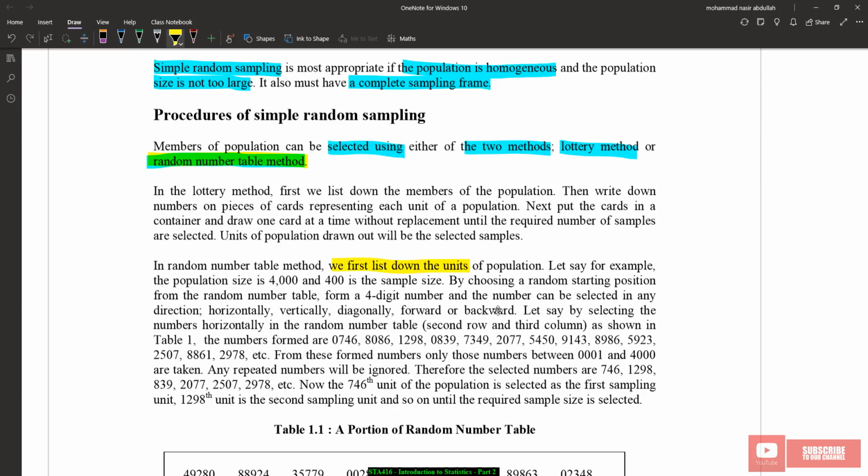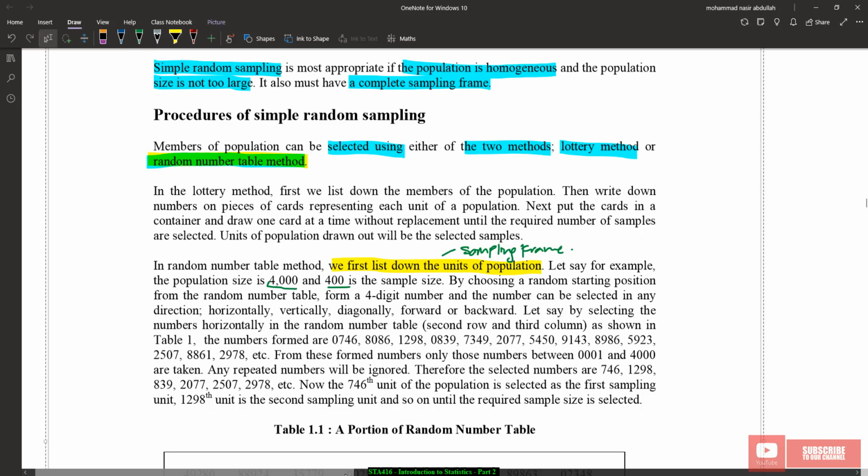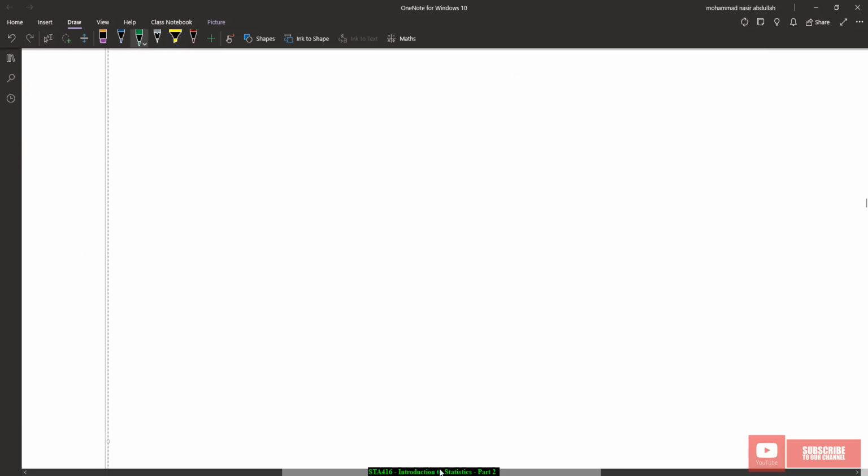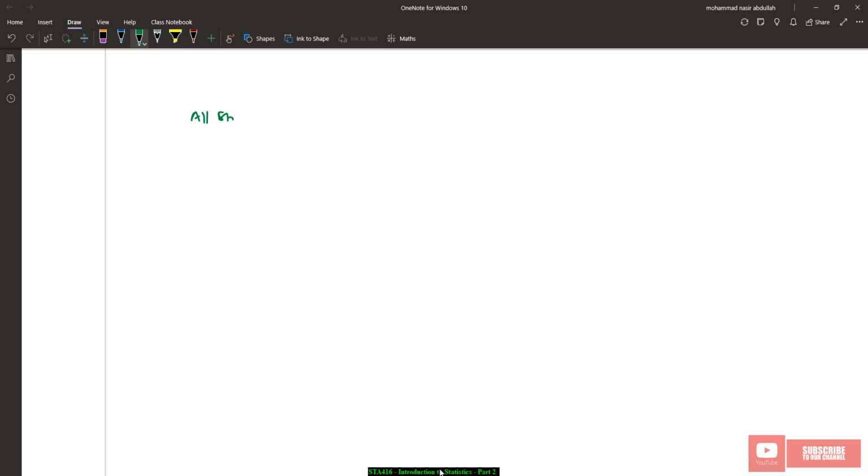First, we need to list down all the units of the population. It means that in the first step, we need to have a sampling frame. Let's say the population size is 4,000 and 400 is our sample size. Let's skip this one and explain in the simplest way. Let's say our population is all students in UiTM Tapah. Let's say capital N is equal to 5,000.